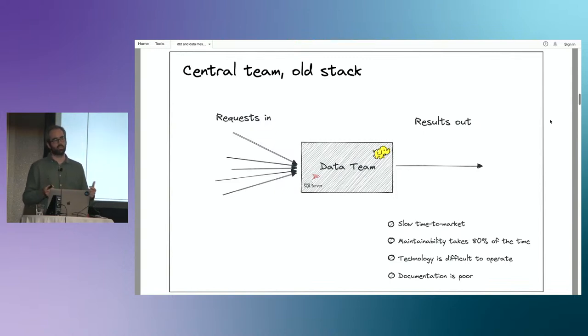But the time to market was really slow, and this was mainly because there was a lot of maintainability issues with this technology. So 80% of the time is focused on maintainability. The technology is quite difficult to operate, and this is from own experience. The documentation is usually quite poor. We know this because we've done some migrations, and yeah, there's no documentation.